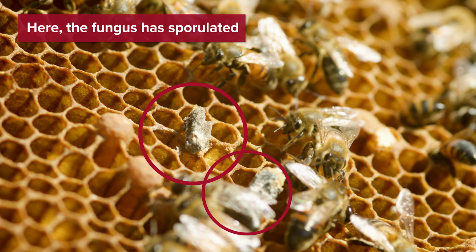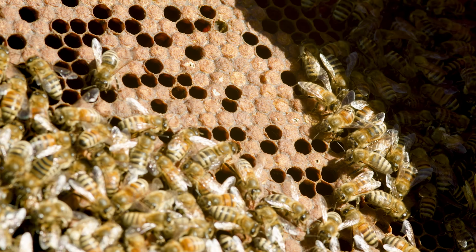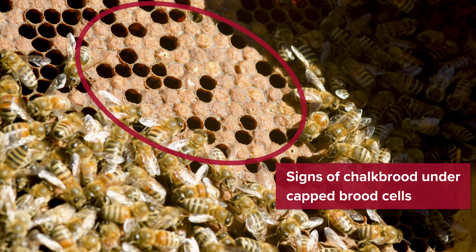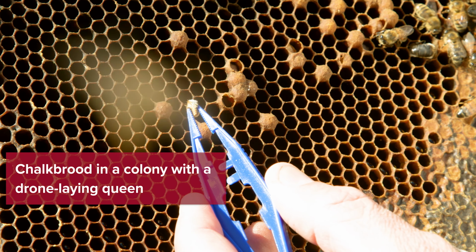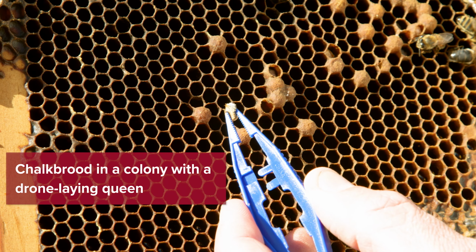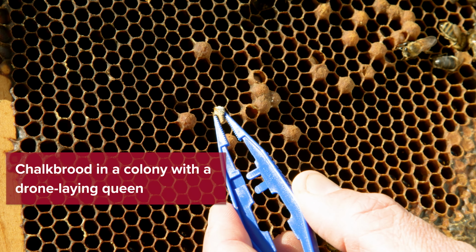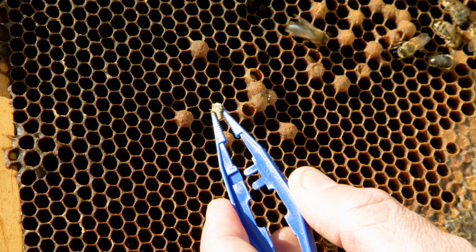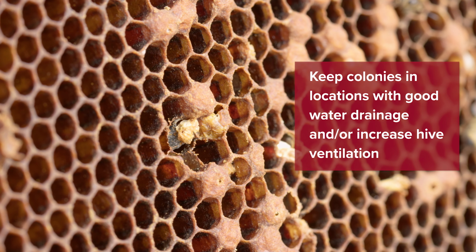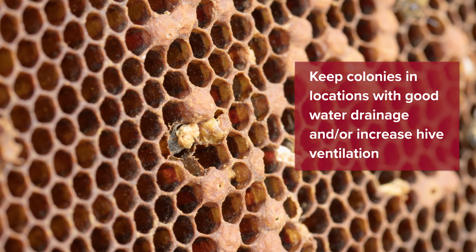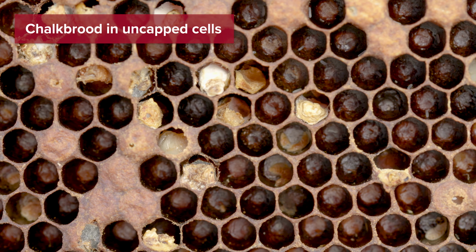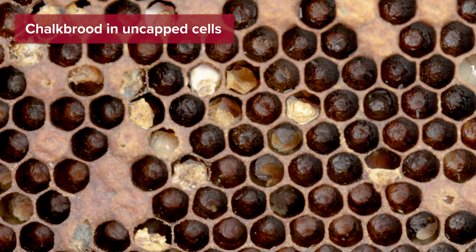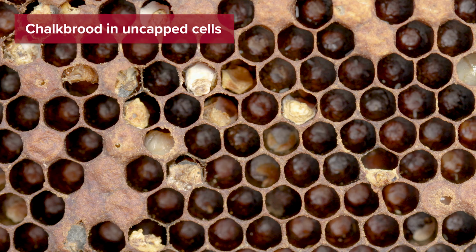This pathogen is more likely to occur in damp areas. Though primarily a brood disease, the colony can be weakened, show signs of poor hygiene, or have reduced foraging efficiency. There are no chemical treatments for chalk brood. General recommendations are to keep colonies in locations with good water drainage and/or increase hive ventilation. This pathogen is easily distinguished from the viral and bacterial pathogens that infect the brood that we will be discussing next.